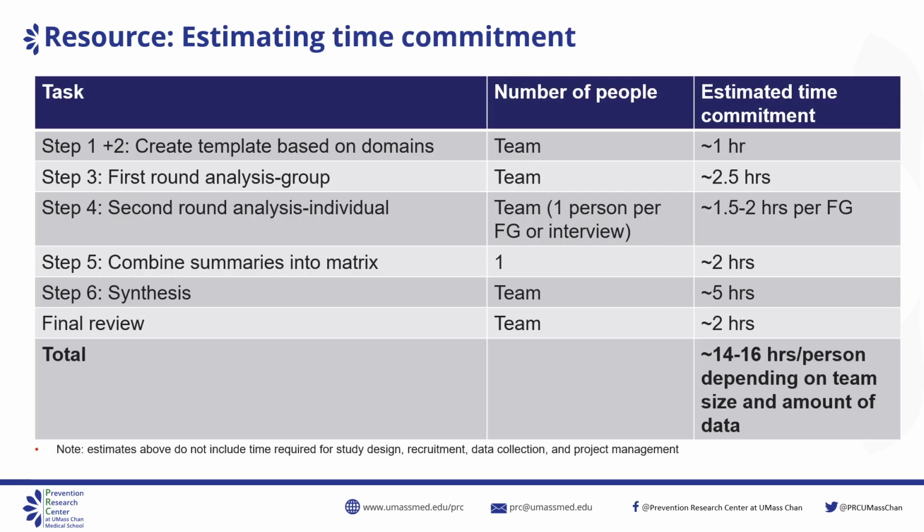So for this last part, before we go into the Q&A, we just wanted to share some resources. The first resource, this table, gives an estimated time commitment for the steps of rapid qualitative analysis. This is really just an estimate and a starting point, and these times will vary. But especially when you're working with community partners, it's important to have a general idea for people to understand how much time they might be committing to the process based on what steps they'll be involved in. So this is a good starting point for that.